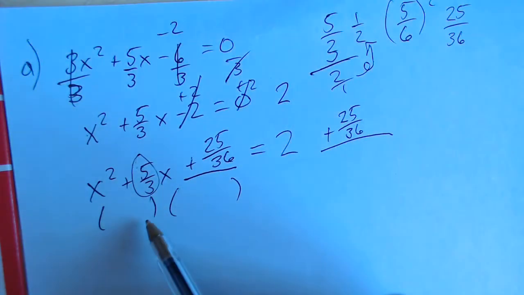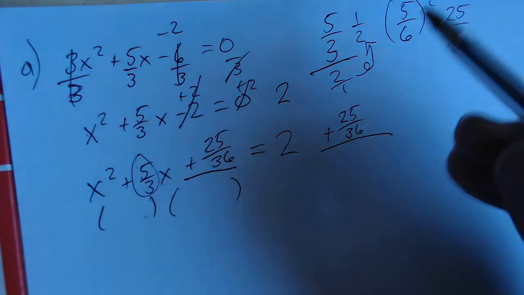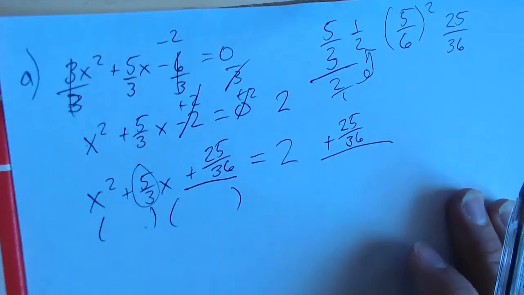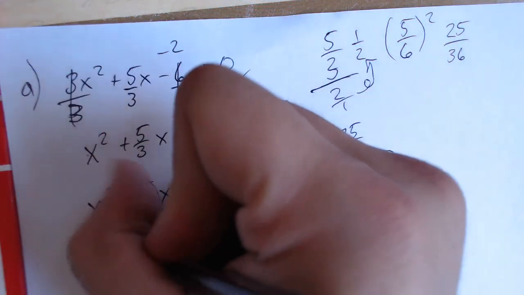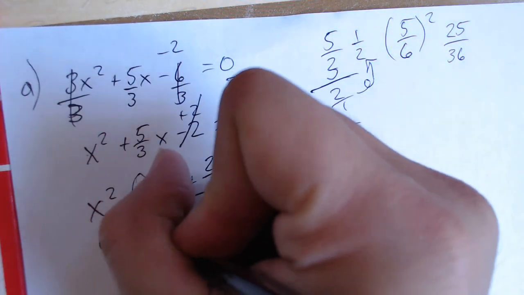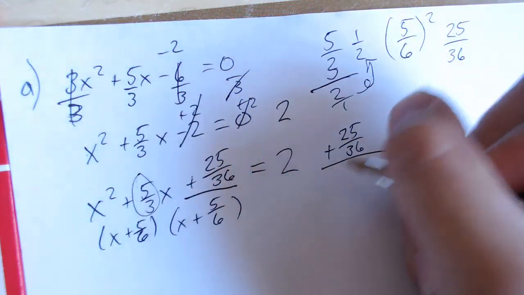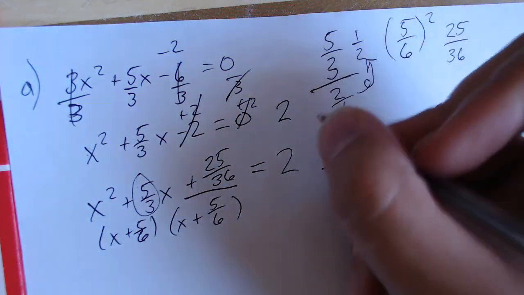And if you remember, the term that we're going to be adding here is always going to be the answer to this division by 2. So it's going to be adding 5/6 to each side. So it'll be x plus 5 over 6 on each side. And then 2 plus 25 over 36.